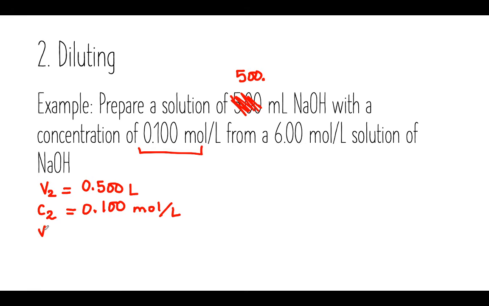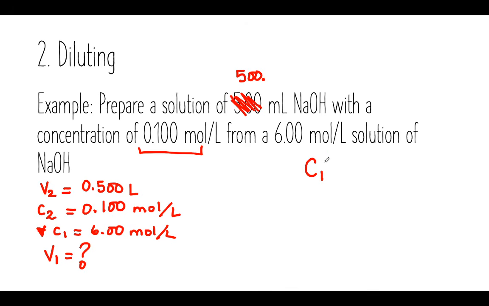And we're starting from a solution that has 6.00 moles per liter. So my C1 is going to be 6.00 moles per liter. This is what we call a stock solution, right? So we know the concentration of this particular solution, and we're going to take some of it. We don't know how much yet. We're going to take some of it in order to make this 500 milliliter 0.1 moles per liter solution. And this is what this question is. How much of that stock solution do I use? So V1 is equal to question mark. How much of this solution do I have to take in order to make this solution that I'm going to end up with?